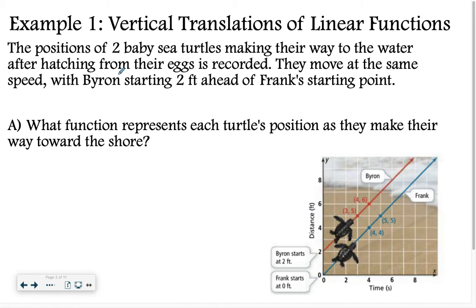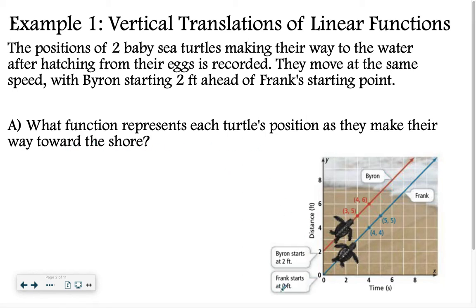The positions of two baby sea turtles making their way to the water after hatching from their eggs is recorded. They move at the same speed, with Byron starting 2 feet ahead of Frank's starting point. Okay, so we have a nice little graph there, and the book was nice enough to put a coordinate plane on it even. Alright, what function represents each turtle's position as they make their way toward the shore?